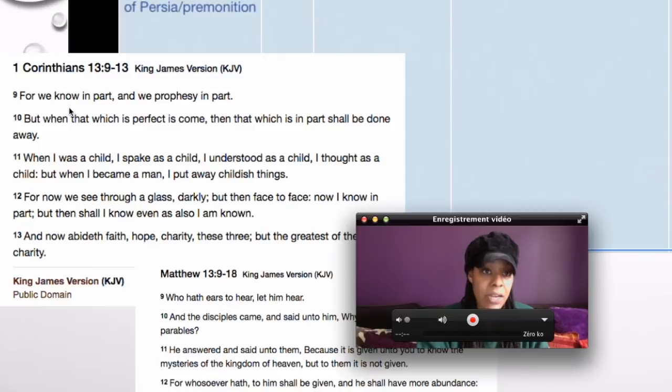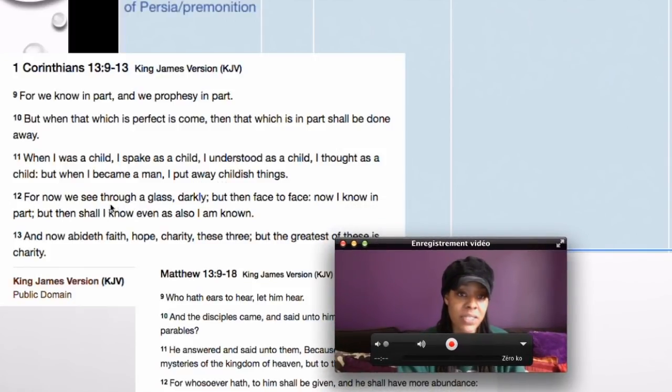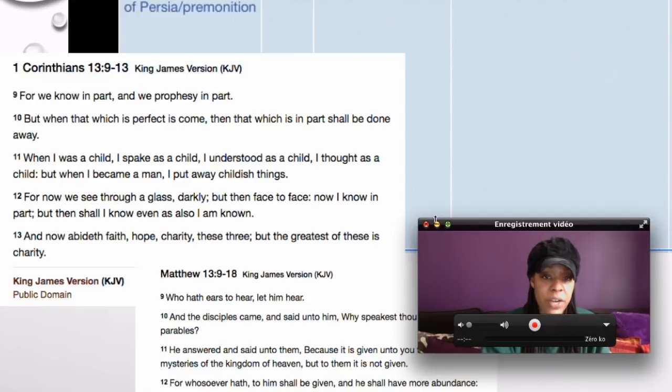So 13:9, we prophesy in part, but when that which is perfect is come, then that which is part shall be done away. When I was a child, I spake as a child, I understood as a child, I thought as a child, but when I became a man, I put away childish things. For now we see through a glass darkly, but then face to face. Now I know in part, but then shall I know, even as also I am known. And now abideth faith, hope, charity, these 3, but the greatest of these, charity.